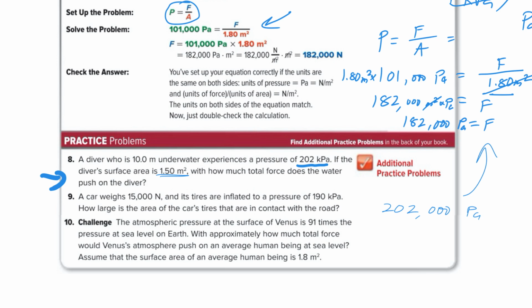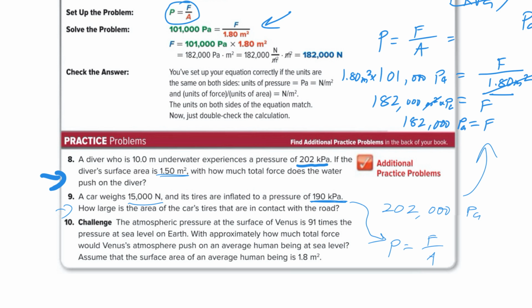And then number 9 down here: a car weighs 15,000 newtons and its tires are inflated to a pressure of 190 kilopascals. How large is the area of the car's tires that are in contact with the road? So here, if we look at our equation, pressure equals force divided by area. We have a pressure here, that is our pressure. And then we have a force, and we're asked to calculate area.